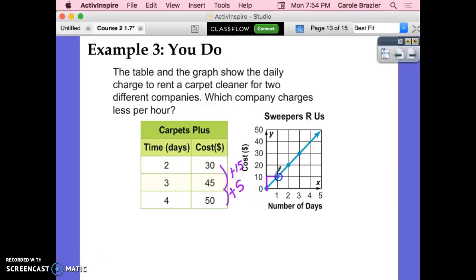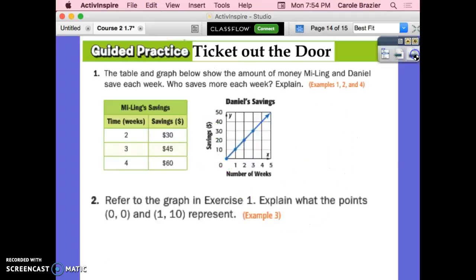Okay, this one is up 10 over 1, up 10 over 1. So this one is $10 per hour. I'm thinking this one should have been 15, so this one probably should have jumped up to 60, but it didn't. So this one is going to charge less per hour in this case. So the sweepers are us.